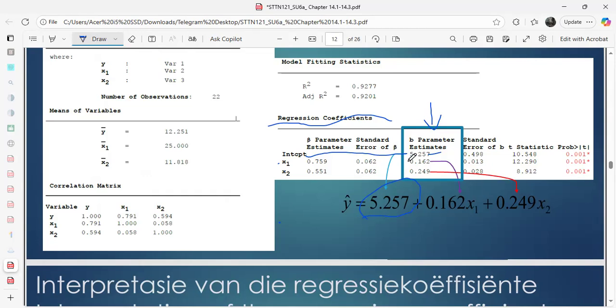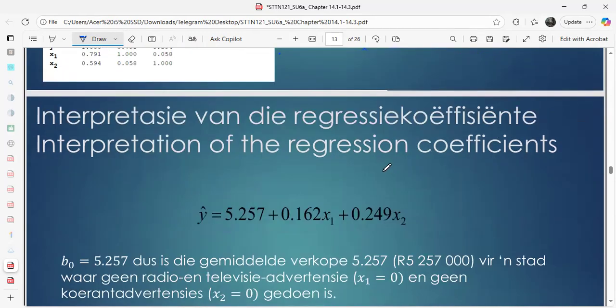Now the second one corresponds with X1, so that's why it's B1 X1. The third one corresponds with X2, that's the reason why it's B2 X2, the value of B2 X2. That's how you get the equation.